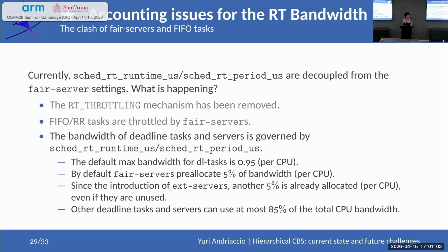Yeah, I think that the answer, at least in this case, is that we want to have 100%, so 1, and then remove the 5% of fair and ext, and then have the rest to deadline. So in this case, we will have 90%.